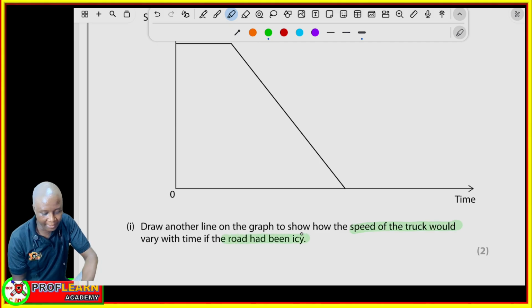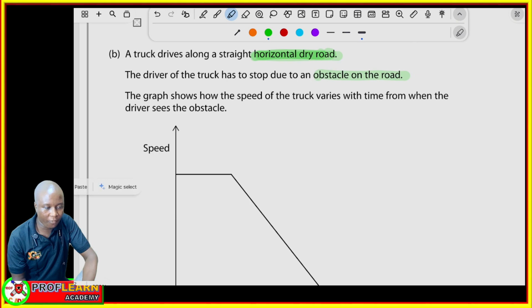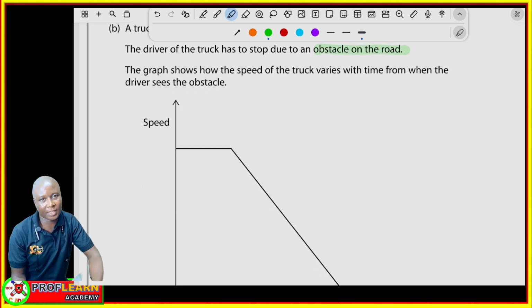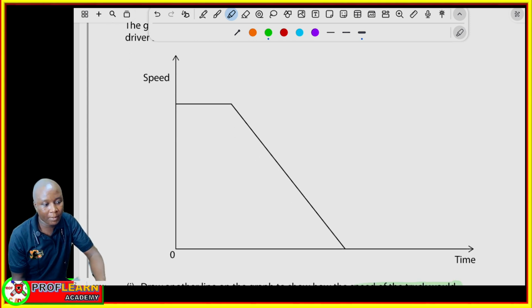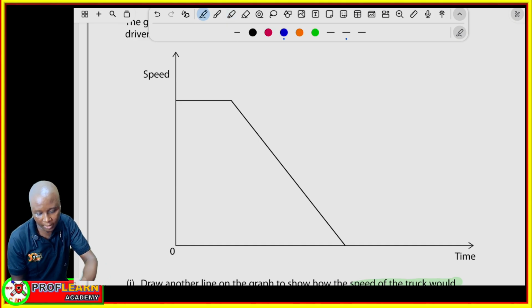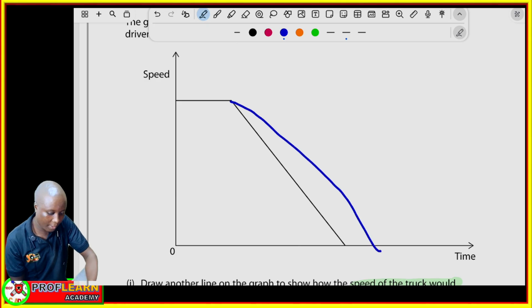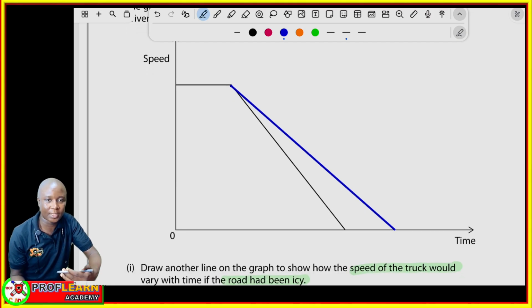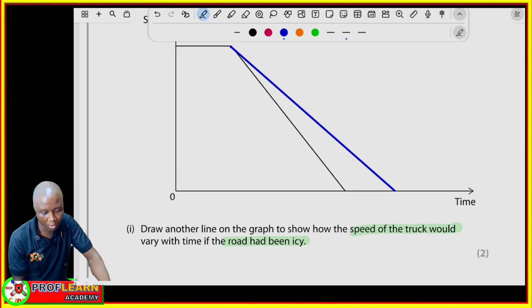If the road becomes icy, it means that it's going to be slippery, and friction is going to be less, which means that it's going to take longer for the truck to stop. So we are going to draw a straight line here, and the graph will be like that, because it's slippery and it's going to take a bit longer for it to stop.